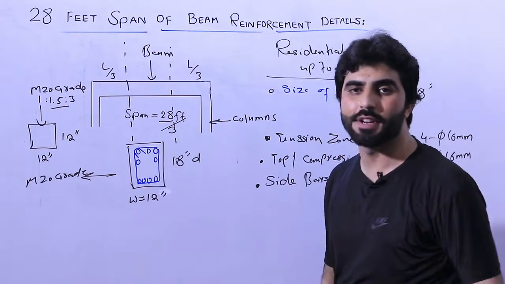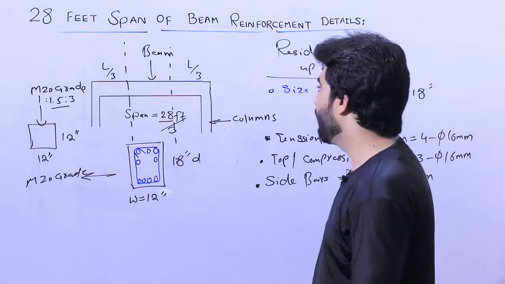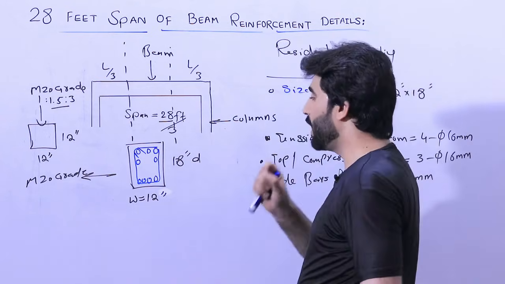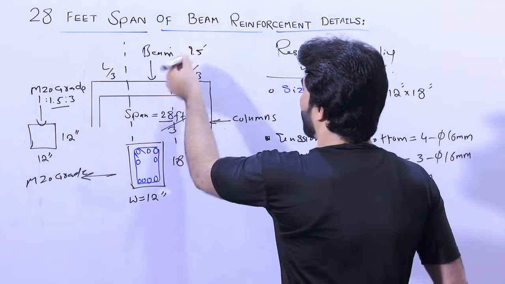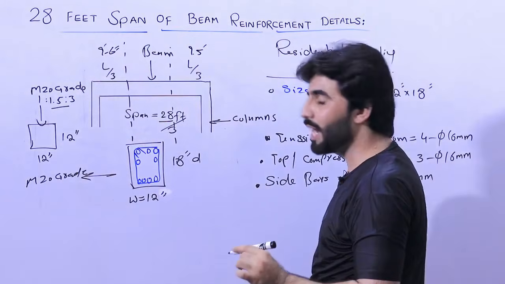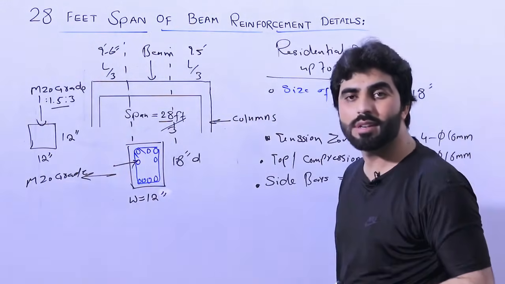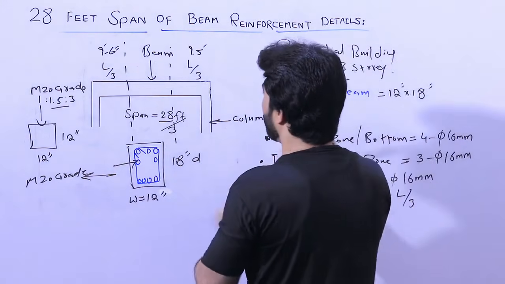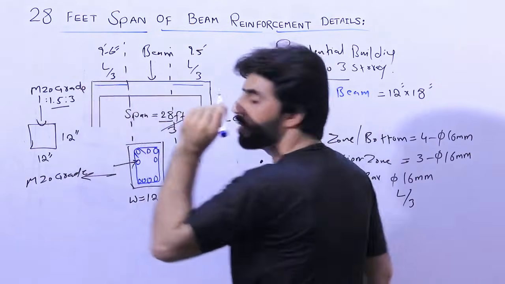Where this is 28 feet. So 28 feet should be divided by 3. Normally this is about 9.5 feet, or 9 feet 6 inches. So at the distance of 9 feet and 6 inches, we provided these 2 bars, which is called side bars. Let me guide you properly here. So these are 2 side bars. One is this one, this is the other one.